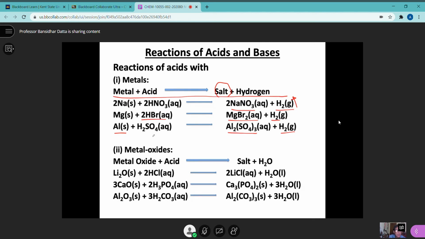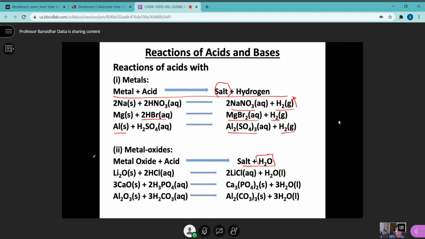Next one, metal oxides. Metal oxide plus acid. So basically, the reaction of the acid with the metal oxide gives salt and water. The difference is only water, not hydrogen, because only the metal alone gives hydrogen. Metal oxide makes the salt plus water. Salt is the common product, right?